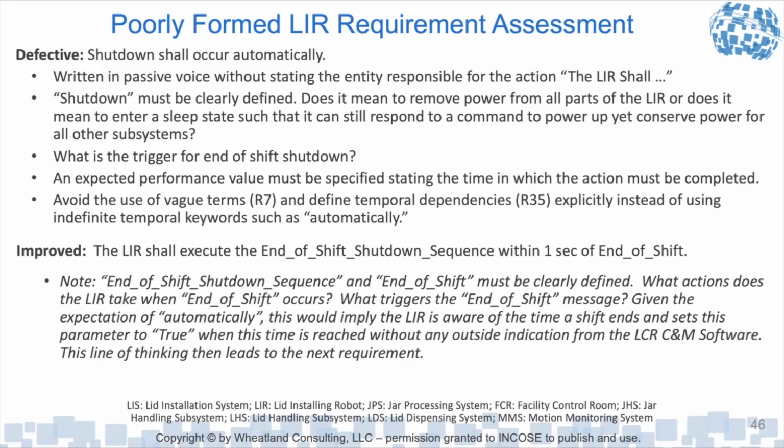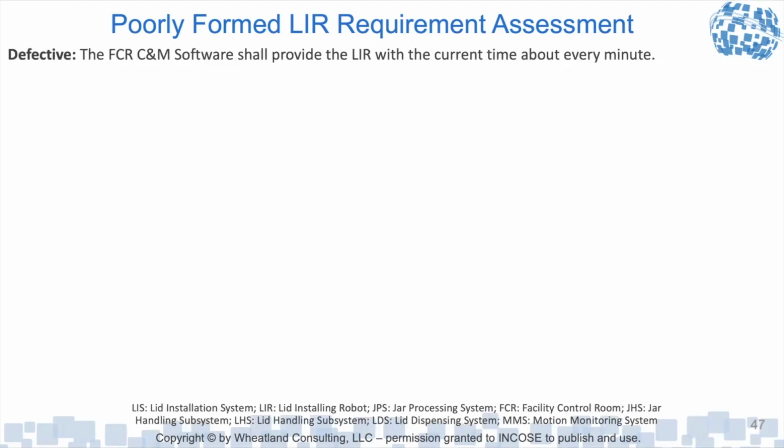What action does the LAR take when end of shift occurs? What triggers the end of shift message? Given the expectation of "automatically," this can imply the LAR is aware of the time a shift ends and sets this parameter to true when this time is reached, without any outside indication from the FCR C&M software. This line of thinking leads to the next requirement. The FCR C&M software shall provide the LAR with the current time about every minute.